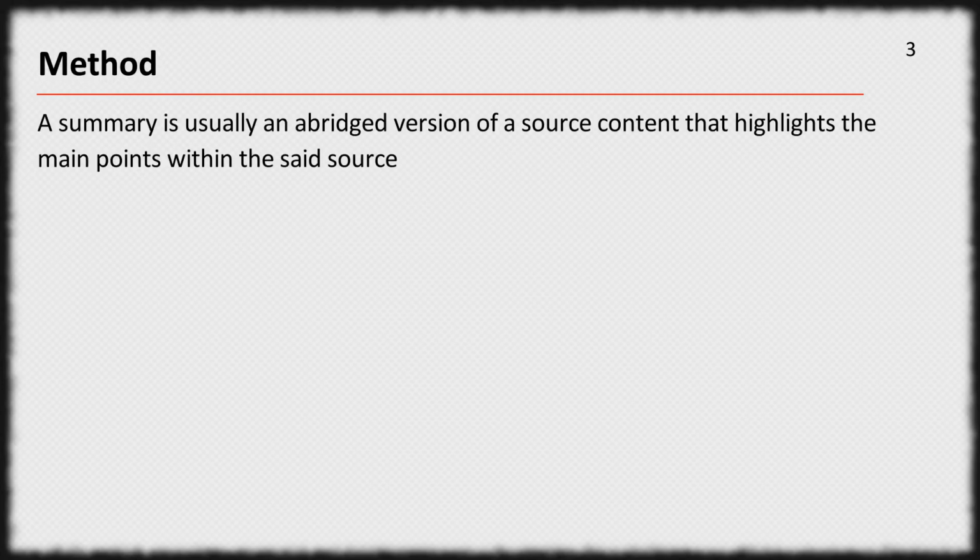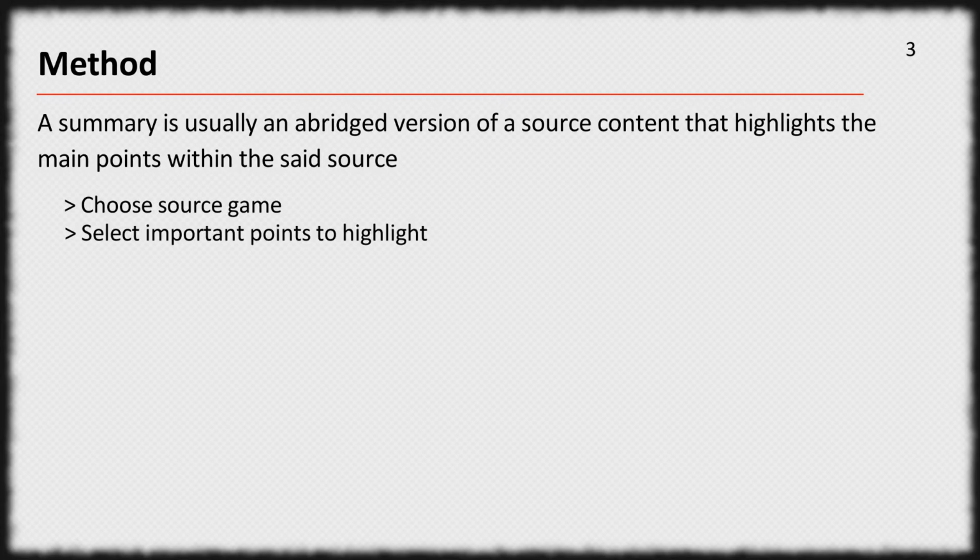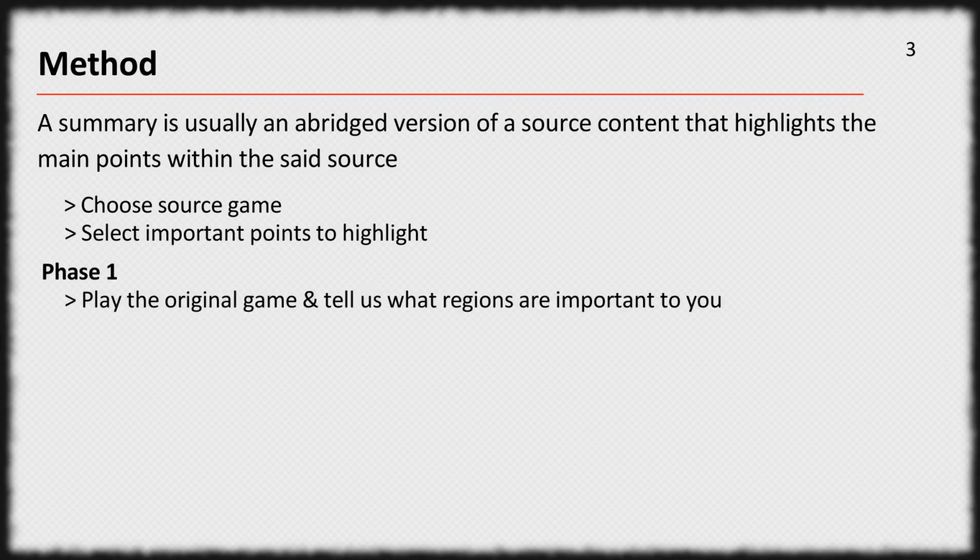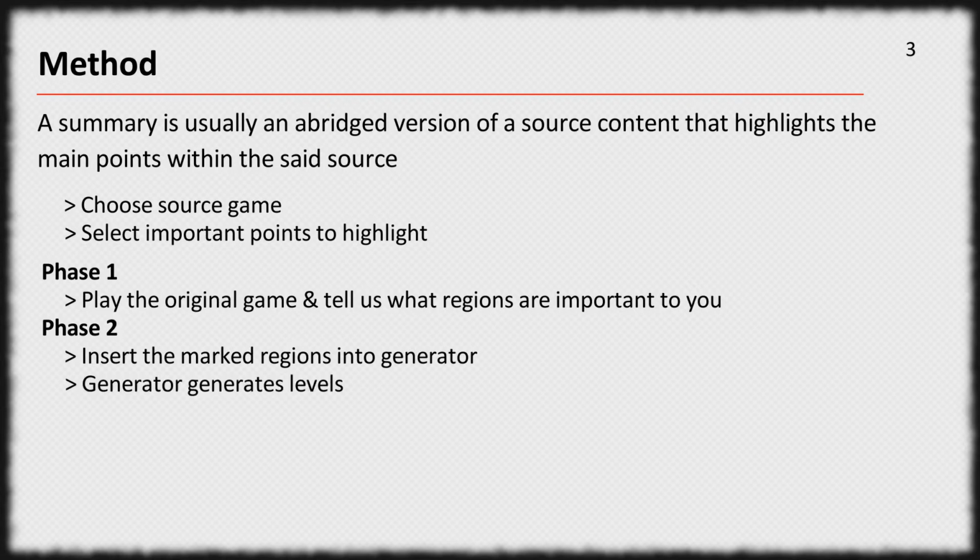In order to create this playable summary, we first needed to choose our source game. Once we had it, we needed to obtain the salient or important regions within that game to include into our summary. In order to do this, we asked users like you to play parts of the original game and to mark the regions that felt important. Once we had these regions, we analyzed them and aggregated them to be included into our chosen generator to generate our summary levels. We then curate and select two candidate summary levels for our final study.